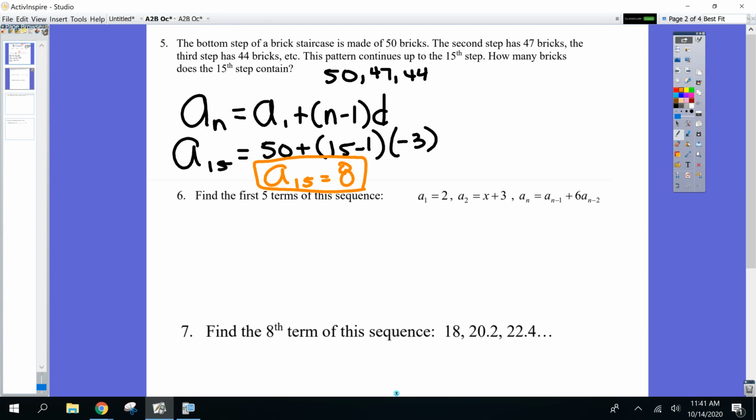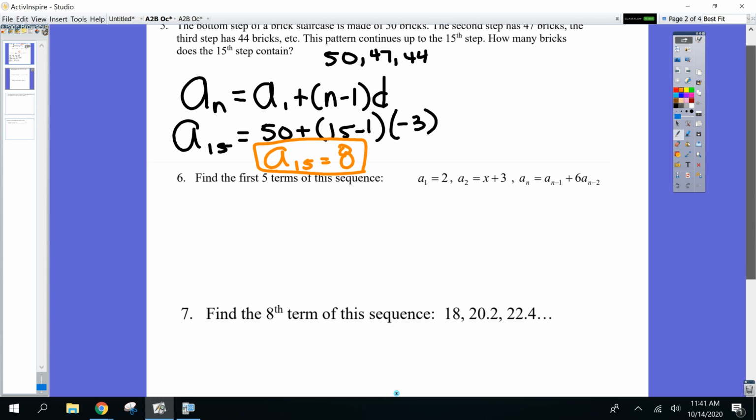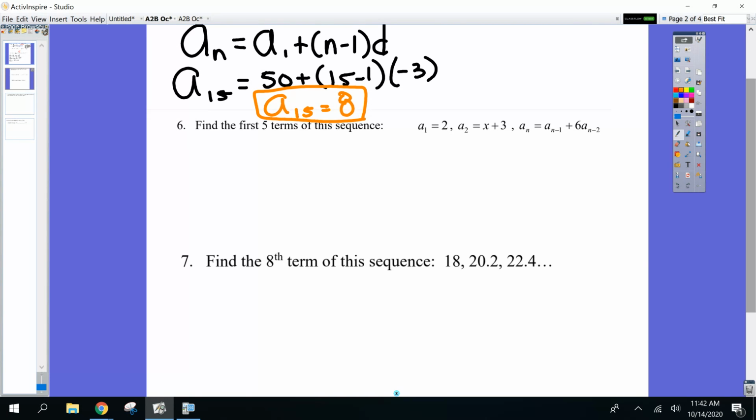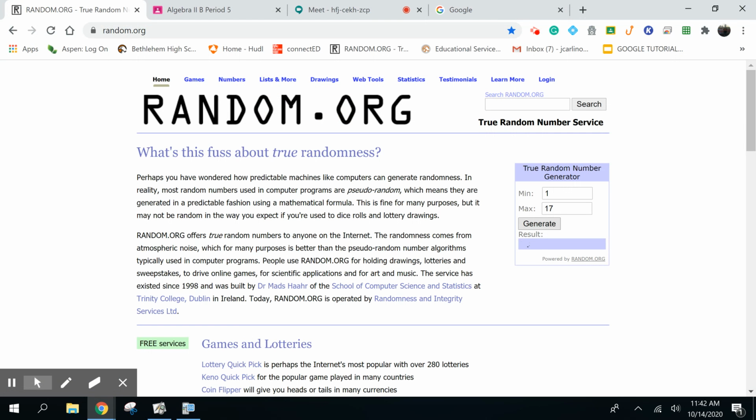All right, a lot of fun here on number 6. This is what we did day 1 of this unit, the whole recursive formula. Do this to the previous term. All right, kids, find the first 5 terms. Okay, I can do that.